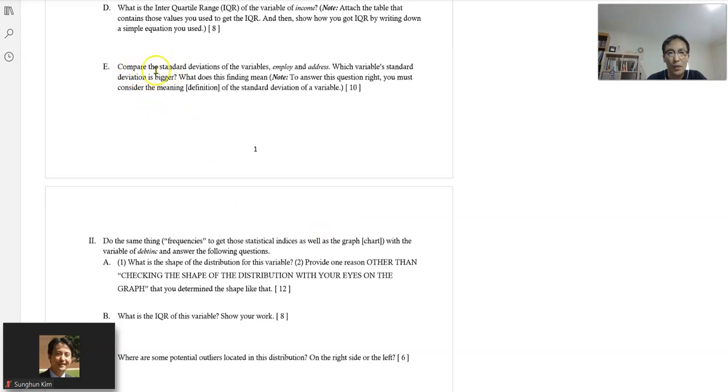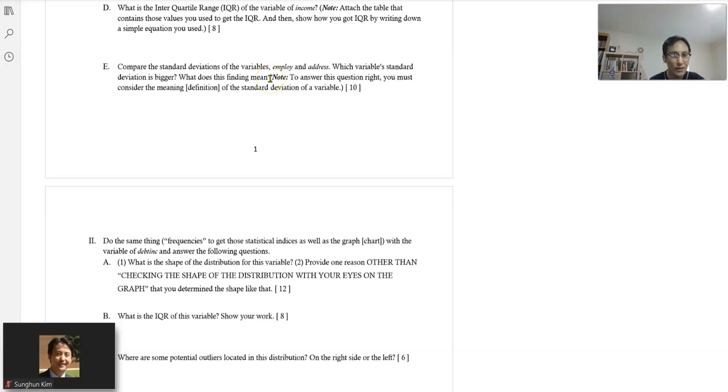Now, here, compare the standard deviation of the variables of these two. Employee address. It is italicized, meaning these are variables included in the data file. So you probably even remember, oh, that's the number of years they stayed with that employer, or the number of years they stayed at that address. So you are just getting those standard deviations.